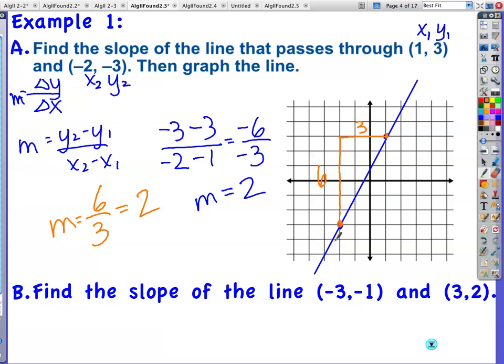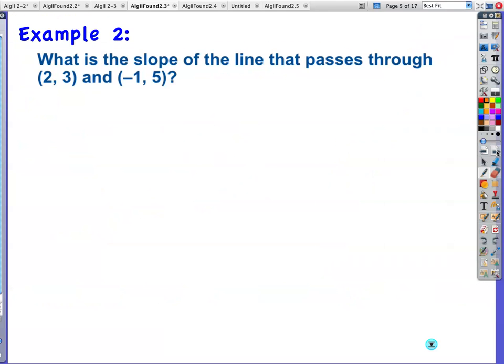Okay? Part B, find the slope of the line through (-3, -1) and (3, 2). I actually want you to try this one on your own. Okay? I think I'm going to do another one next. Let me just double check here.